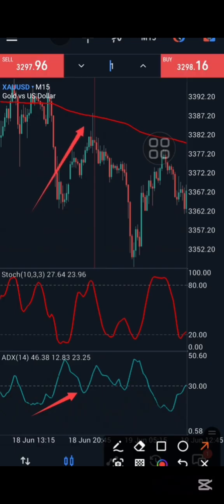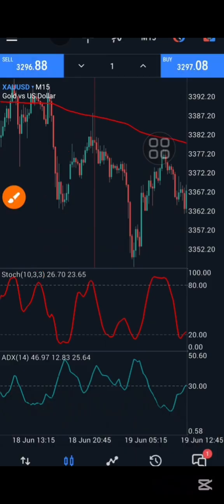Then on the ADX, we want to eliminate false signals, because we're making use of the stochastics. It moves very fast, and sometimes it gives a lot of false signals. So for us to eliminate false signals, or where we have weak signals, or where the trend is weak, we're going to make use of the ADX. Then for our entry, we'll make use of the stochastic. The stochastic is there for our entry.